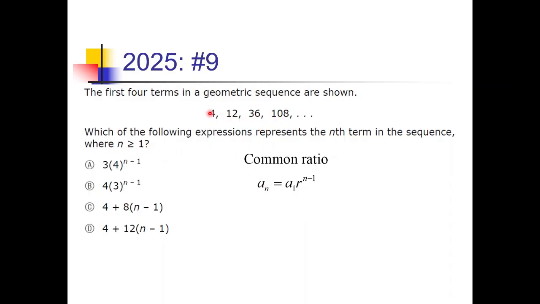So if we do 12 over 4, for example, that would give us 3. And we could also have gotten that with 36 over 12 or 108 over 36. So plugging all that in, then we're going to have 4 for my a1 times my r value of 3 to the n minus 1. And if we look, that's going to match choice B.